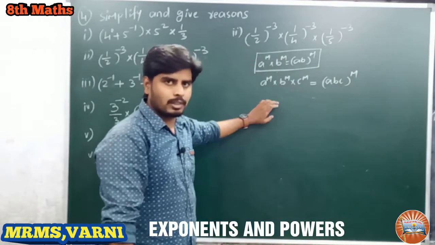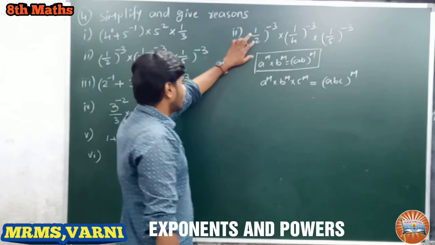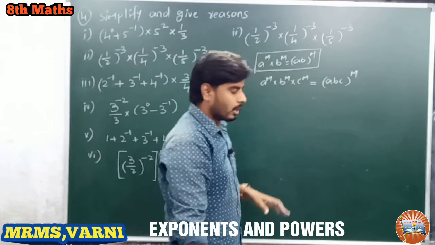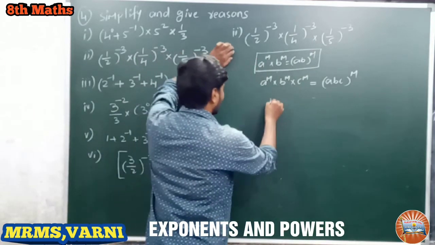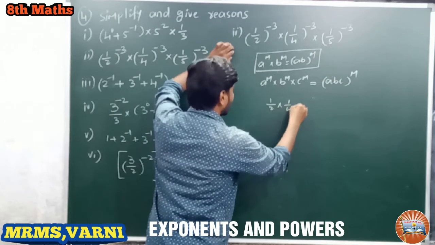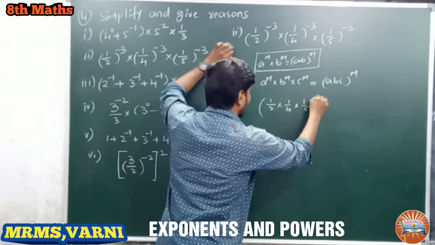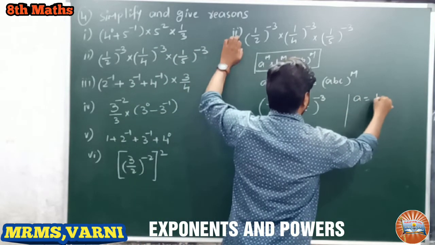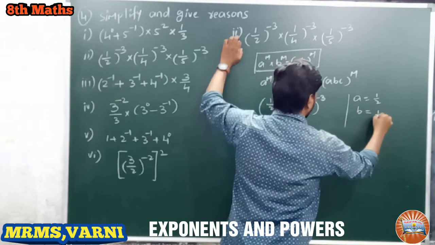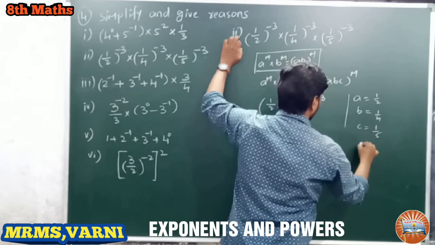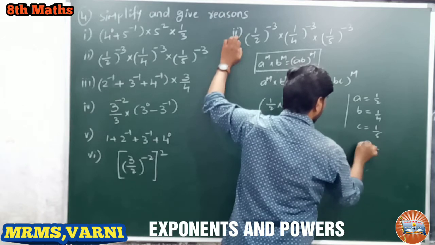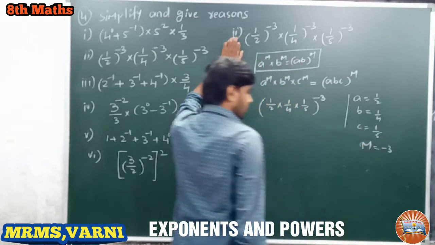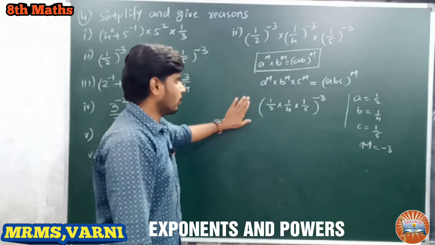Can you write like this? Yes, we can write. So here a is 1 by 2, b is 1 by 4, c is 1 by 5, and m is nothing but minus 3. Okay, right. So I am going to apply this formula here. We can write 1 by 2 into 1 by 4 into 1 by 5 whole power minus 3. So write down here a is equal to 1 by 2, b is equal to 1 by 4, c is equal to 1 by 5, and m is equal to minus 3 we have. So we have replaced the values with the use of this formula.